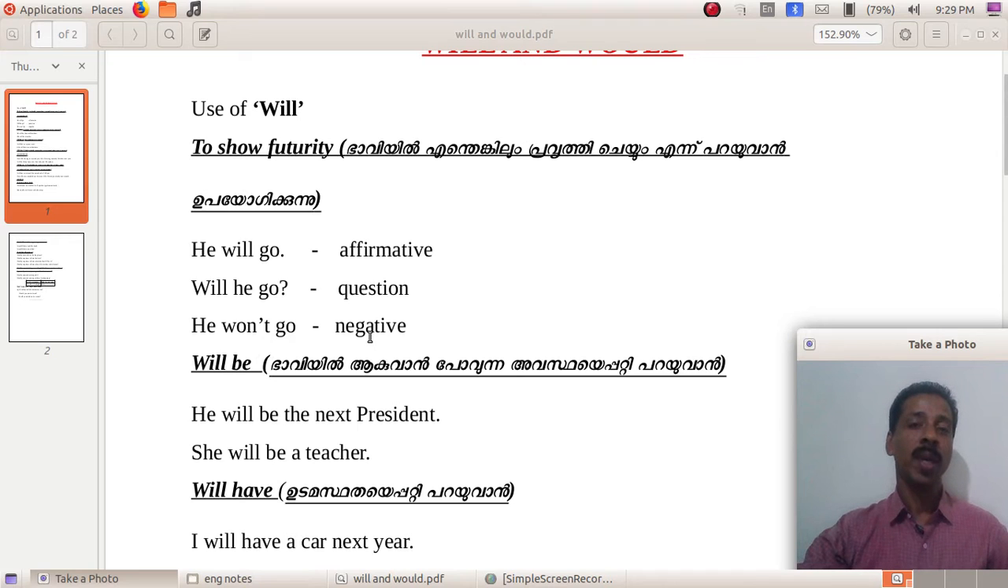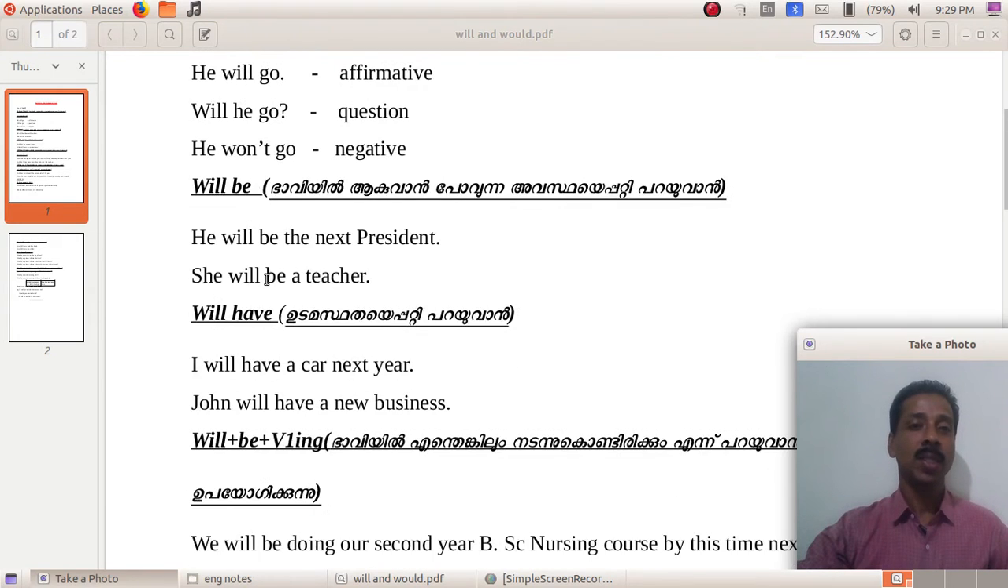In order to make a negative, we add not with the auxiliary. But in the case of will plus not, what is it? That you just keep in mind. The next one is will be.